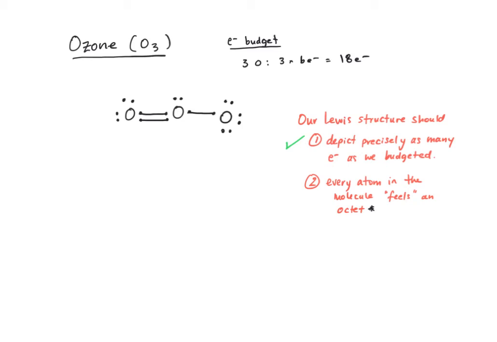Let's count up how many electrons each oxygen feels. The leftmost oxygen feels 1, 2, 3, 4, 5, 6, 7, 8. The central oxygen feels 1, 2, 3, 4, 5, 6, 7, 8. And the oxygen on the right, 1, 2, 3, 4, 5, 6, 7, 8. We still have 18 total electrons, but now every oxygen feels like it has an octet. So this looks like a good Lewis structure.